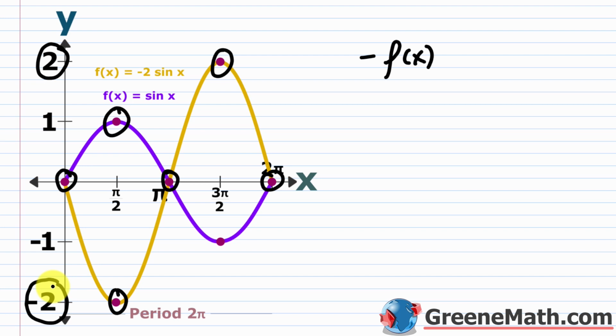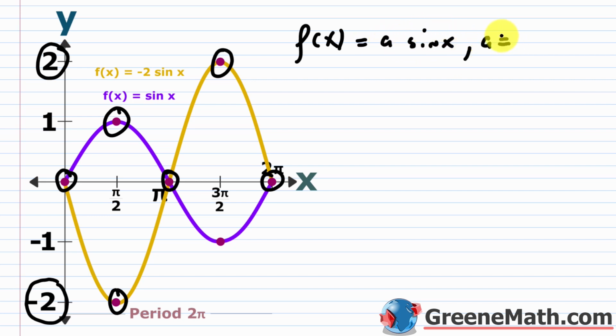and the minimum is still negative 2. So what I would say here is that if you have f of x equal to a times the sine of x, where, again, we're going to say a is not 0, but it could be any real number other than that, then basically, if you think about the range, which is going to give us our maximum y and our minimum y, then I'll put some brackets here, and I'll say it's from the negative of the absolute value of a to the absolute value of a.